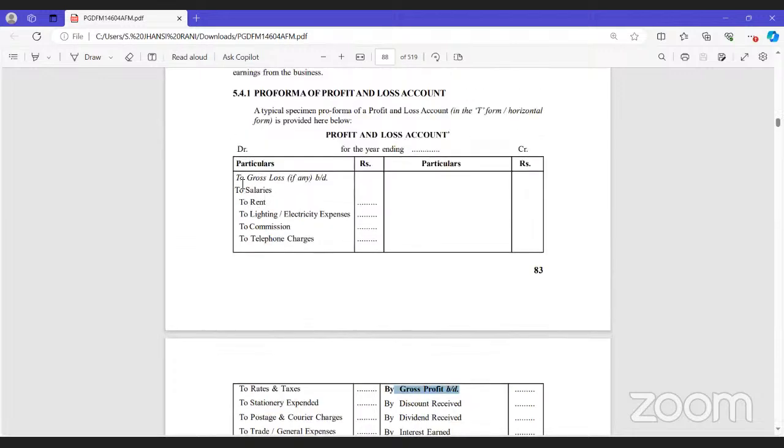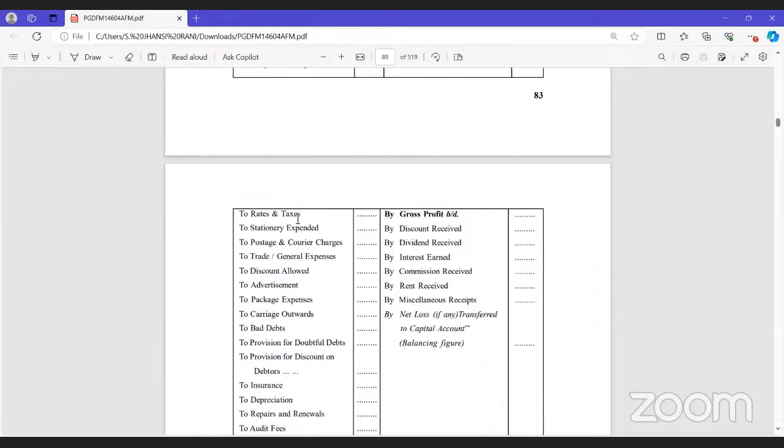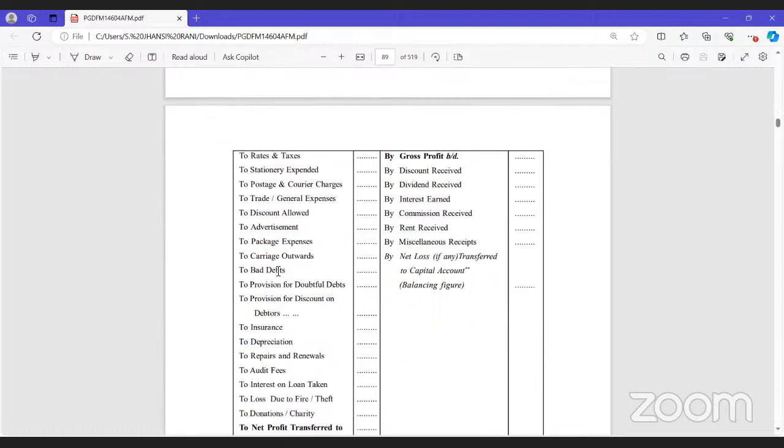You can see, just now we discussed salaries, rent, lighting, electricity expenses, commission, telephone charges, rates and taxes, stationery, postage, general expenses, discount. These all are expenses. Advertisement, packing expenses, carriage outwards as well. Carriage inwards we write in the trading account, but carriage outwards we write in the profit and loss account, because it's an indirect expenditure. Carriage outwards will come into picture when we sell the goods. So whatever expenses are related to selling and sales, all of that comes under indirect expenses.